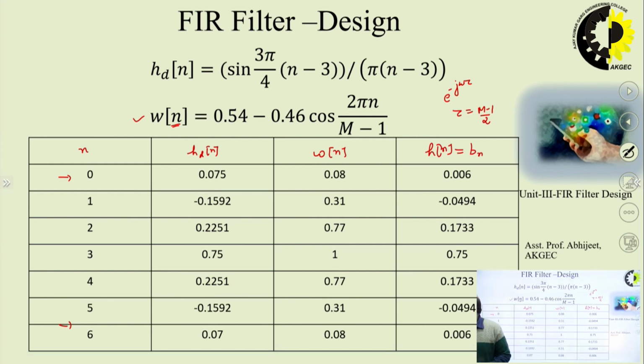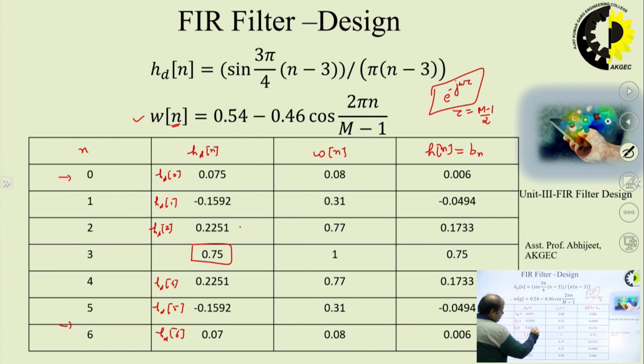Interestingly, what is important to note here is that since we started with a linear phase frequency response, it is apparent from each side that hd of 0 is equal to hd of 6, hd of 1 is equal to hd of 5, similarly hd of 2 shall be equal to hd of 4, and the middle term is h of 3, at which the impulse response was not defined, and we evaluated it using L'Hospital's rule.